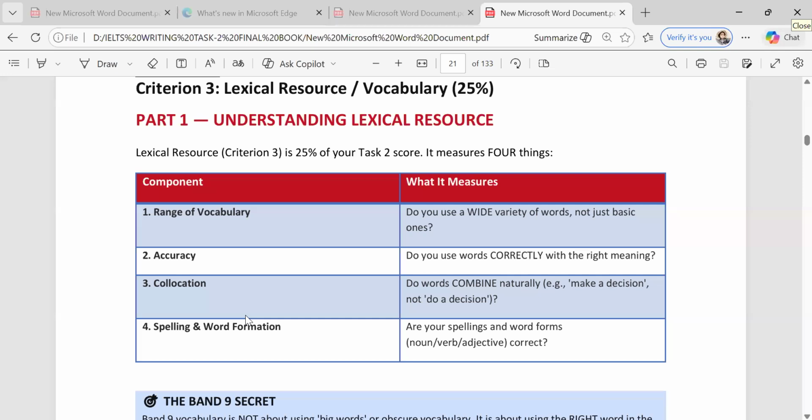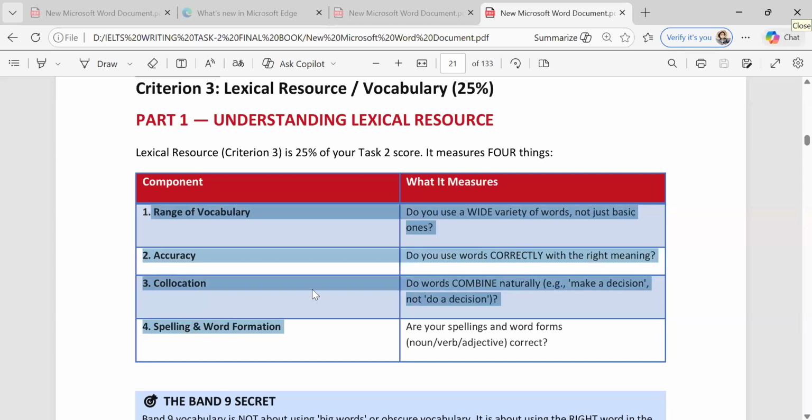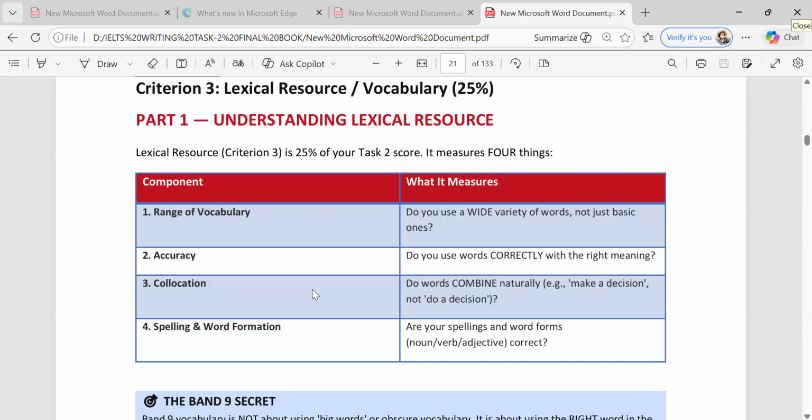Lexical resource, criteria number 3, is 25% of your IELTS task 2 score, and it measures 4 things. Number 1, range of vocabulary, accuracy, collocation, and spelling and word formation. So these 4 things you need to improve. If you have weakness in these 4 things, you cannot get a high band in IELTS writing. First of all, do you use a wide variety of words?